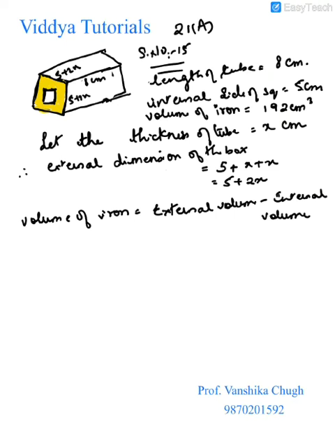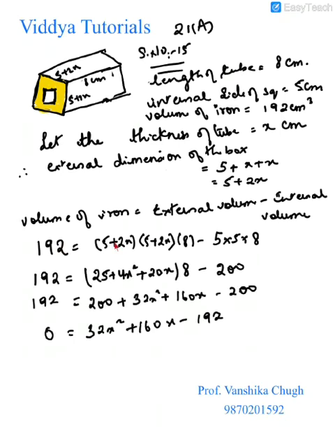We have got the volume of the iron as 192. I will substitute that. External volume will be 5 plus 2x into 5 plus 2x into 8. And my internal volume will be 5 into 5 into 8 centimeters. I shall need to simplify this now.